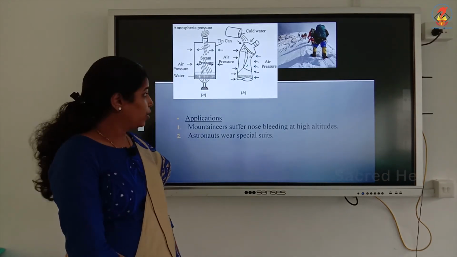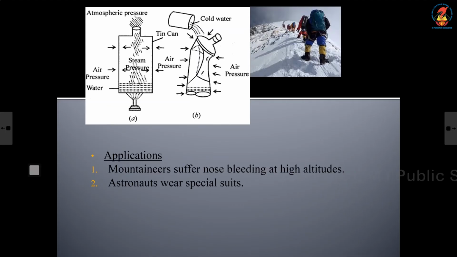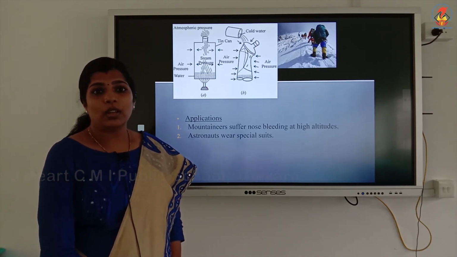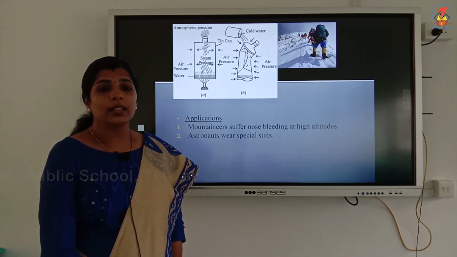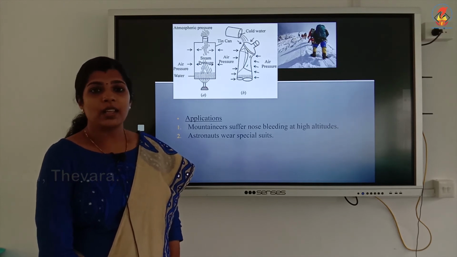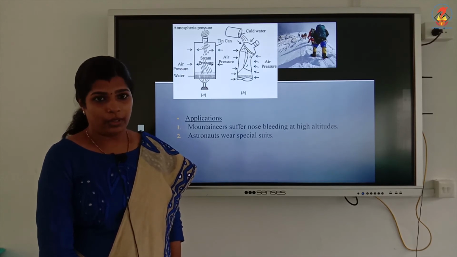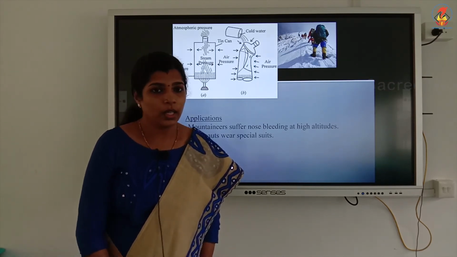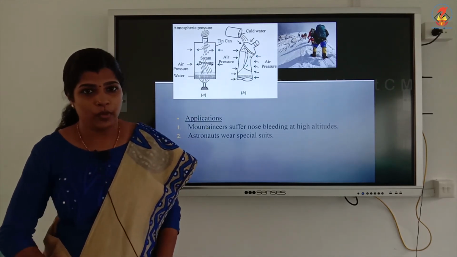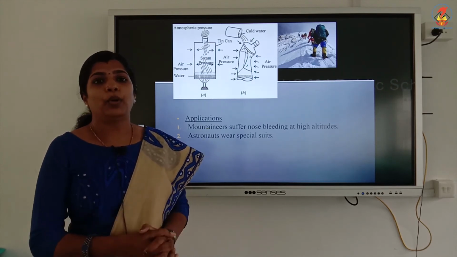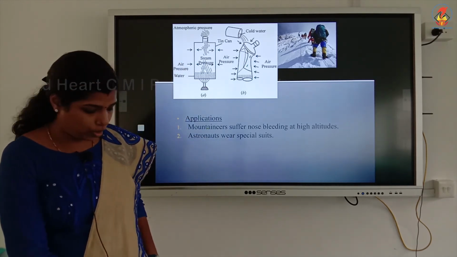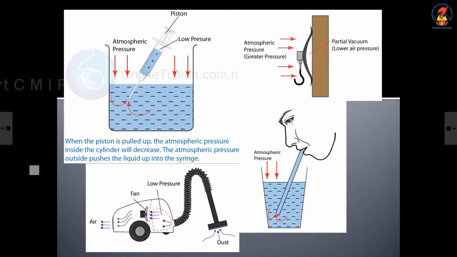Then astronauts wear a special space suit which maintains the normal atmospheric pressure for their body. Since there is no atmosphere in outer space, that suit will provide the necessary atmospheric pressure for their body. That is normal atmospheric pressure for their body. All these are examples of atmospheric pressure.